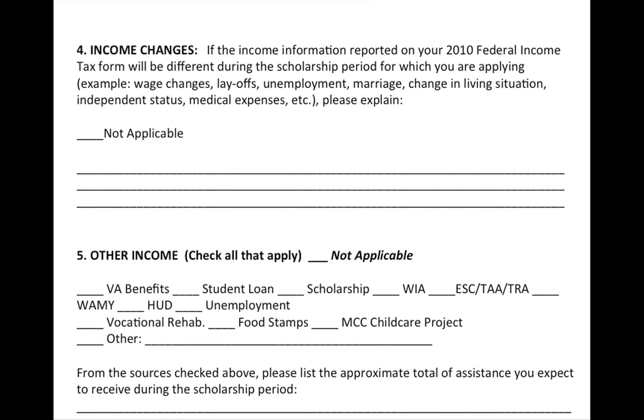You may not be getting food stamps or WIA assistance or something like that. So please only indicate to us what additional financial resources you are going to be receiving during the scholarship period. And again, you may have to estimate what you think you will be getting, because it's not always possible to say, I know the exact amount I'll be getting from Voc Rehab or from food stamps. So just give us an approximation.